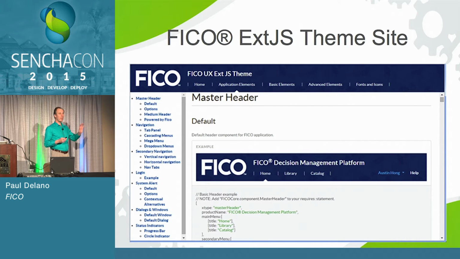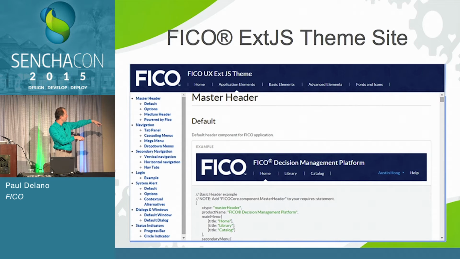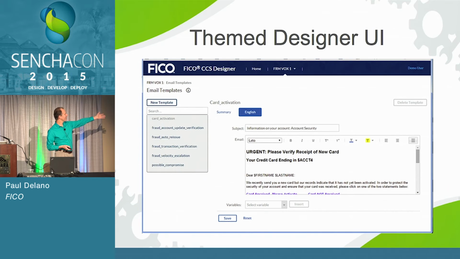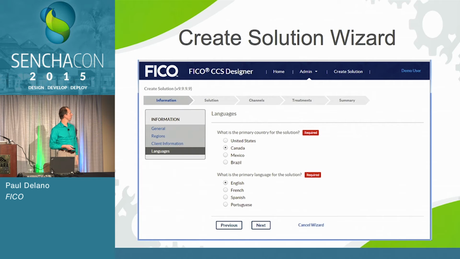Okay, so the way we did it at FICO is basically the design team created a theme site. You can see, if you squint real hard, there's a whole bunch of different things: styled grids and buttons, as well as some extra widgets they created. And this is just a typical screen in the current designer, and you can see the logo's the same, colors are the same, menus are the same, and it just works really well. I'm going to show a little bit of some of these other things in some of the other slides.